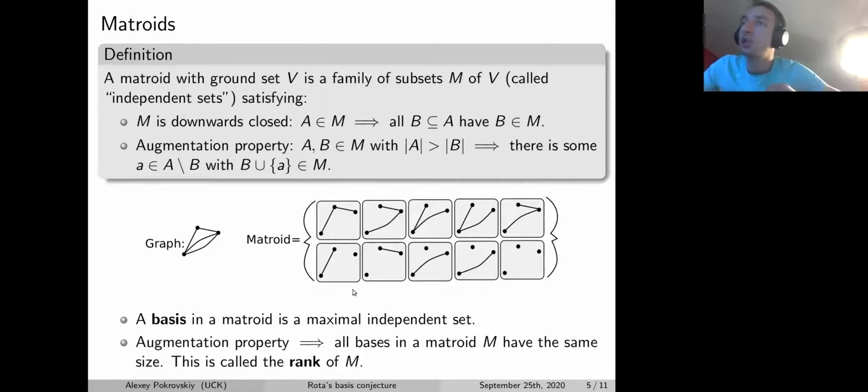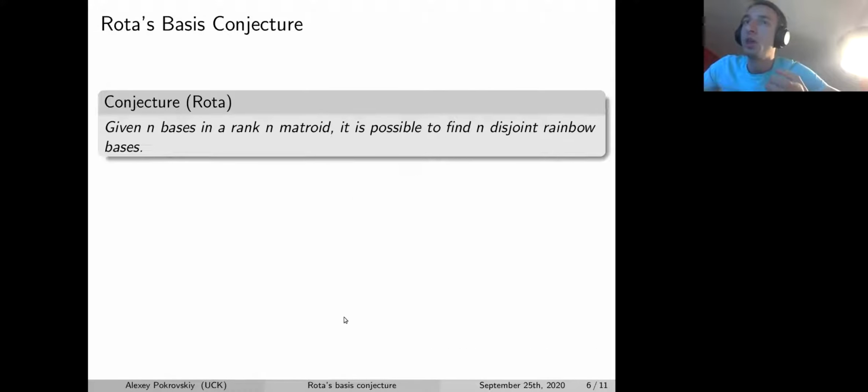And now we can state Rota's basis conjecture, the general form, which is if you have n bases in a rank n matroid, you can find n disjoint rainbow bases.